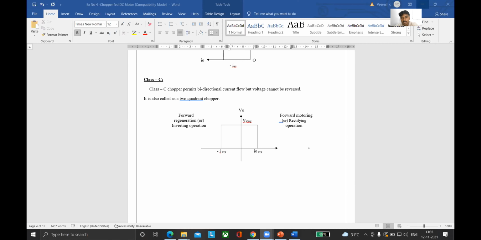It will work as forward motoring when the power flows from source to load, and it will work as regenerative braking or forward braking when the power flows from load to source. Clear?